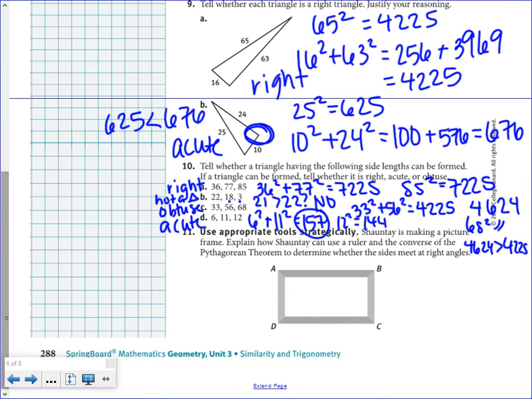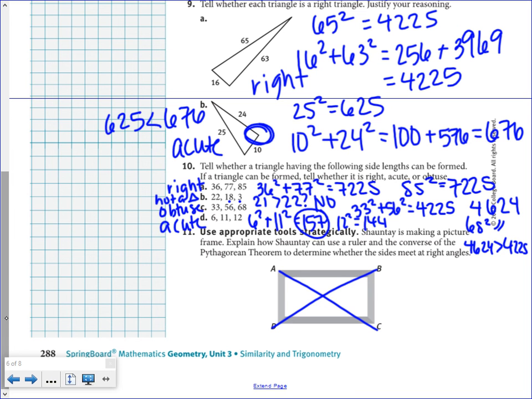Looking at number 11, Shantae is making a picture frame. Explain how she can use a ruler and the converse of the Pythagorean theorem to determine whether the sides meet at right angles. So what we need to do is to draw our diagonals, AC and BD. And then, once we've done that, measure the side lengths of your rectangle and your diagonals. And if it holds true for both of them when you use the Pythagorean theorem, then you have right triangles. Because you had right angles, because it worked for the Pythagorean theorem.